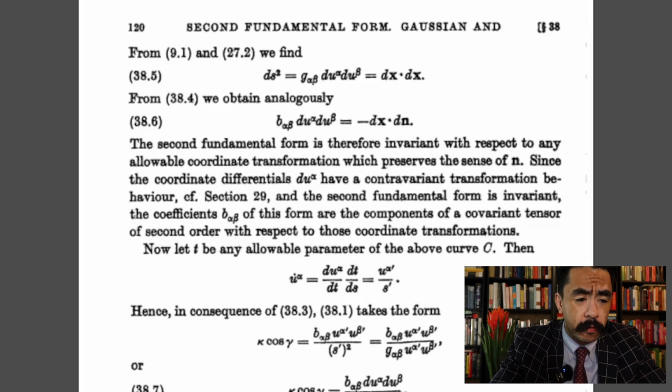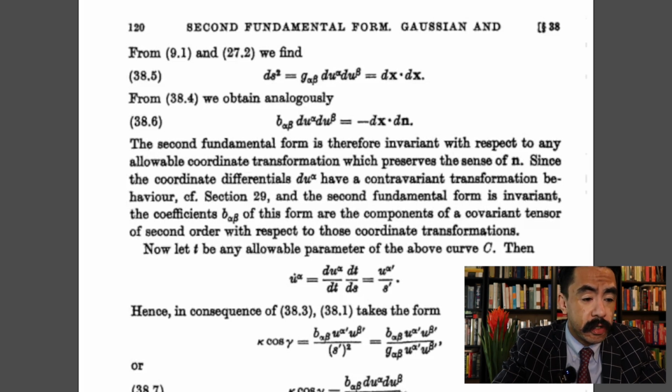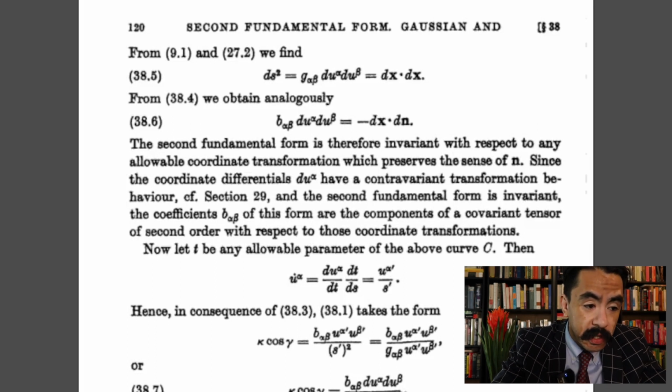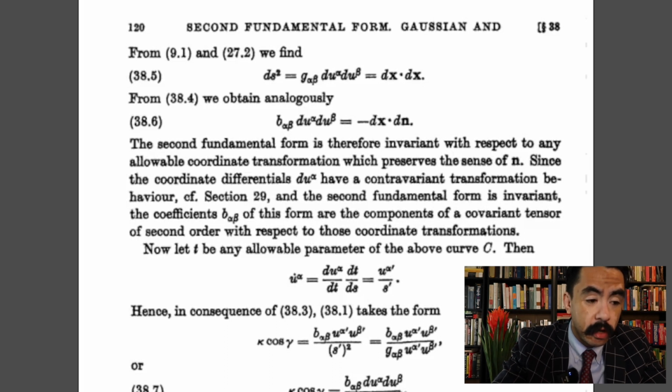The second fundamental form is therefore invariant with respect to any allowable coordinate transformation which preserves the sense of the vector n. Since the coordinate differentials du^α have a contravariant transformation behavior, as shown in the section on contravariant and covariant vectors, and the second fundamental form is invariant, the coefficients b_αβ of this form are the components of a covariant tensor of second order with respect to these coordinate transformations.